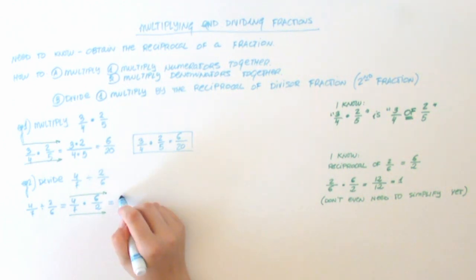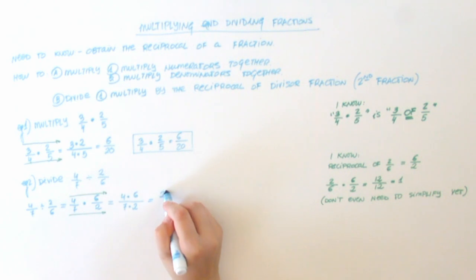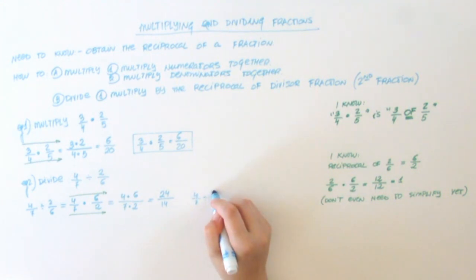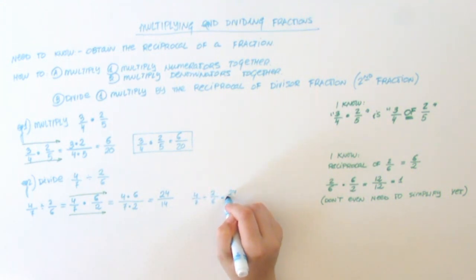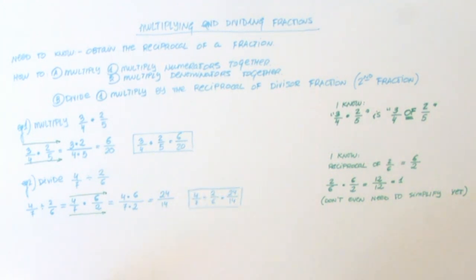4 times 6 over 7 times 2, that gives me 24 over 14, and I could just box that answer as the final answer and I will be done. Now remember, you can always simplify, and it's the best thing to do if you can. So I could say that this 24 over 14 is the same as, in our case, 12 over 7. Check on that simplification video, but otherwise we are done.